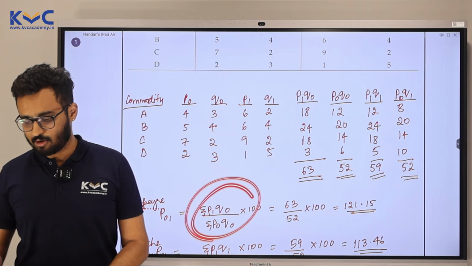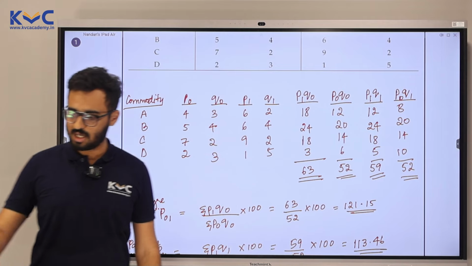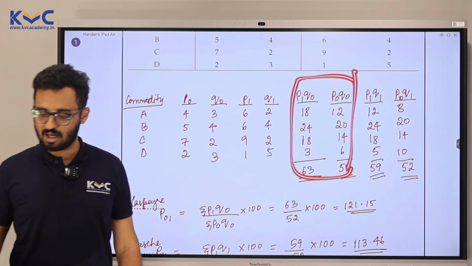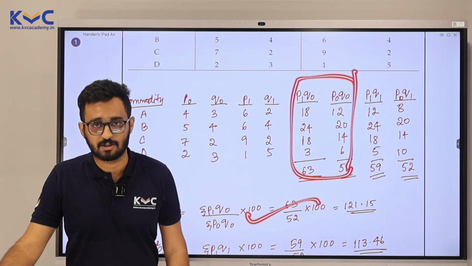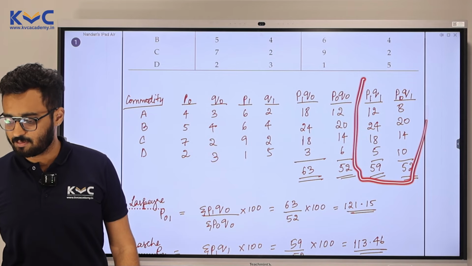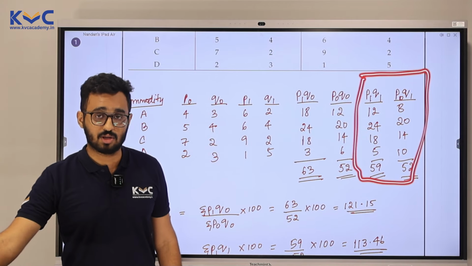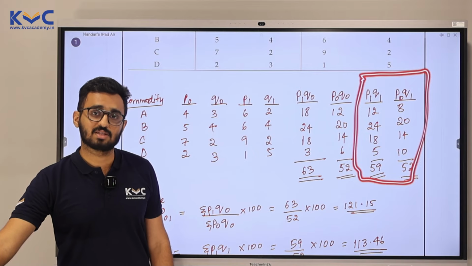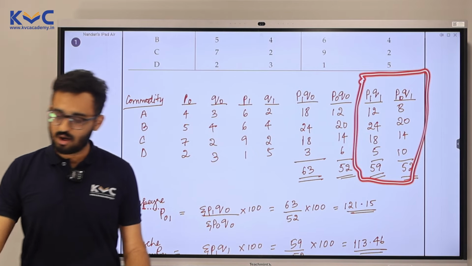For Laspeyre, you will need what? P1, Q0 and P0, Q0, right? Just calculate this much and you can go ahead with the answer. If Paasche is asked, you will only need P1, Q1 and P0, Q1, calculate that and proceed. If Dorbish, Bowley, Marshall, Edgeworth or Fisher's is asked, we will need all of this.